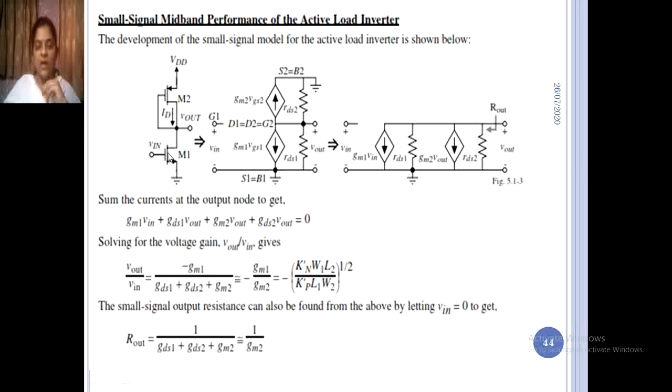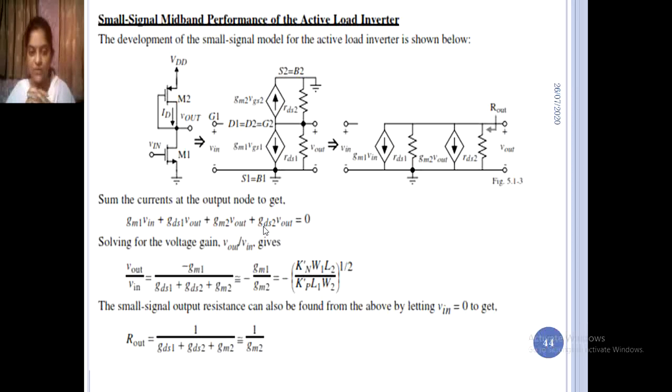So this is nothing but the active load inverter, which is converted into a small signal model. Okay, so from this input side and output side, summing the currents at the output node we get gm1 Vin, gds1 Vout, gm2 Vout plus gds2 Vout is equal to 0.